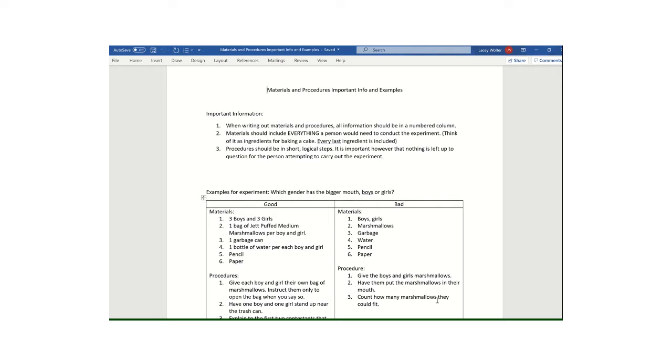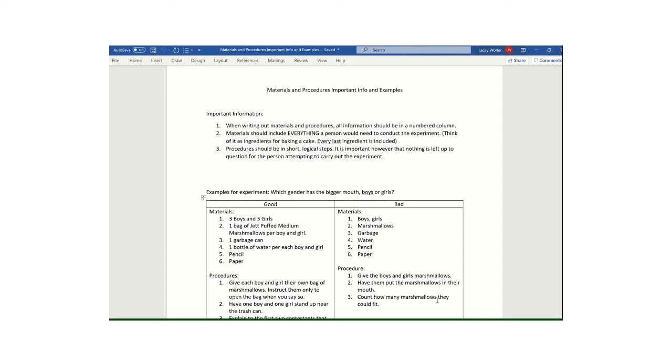Number 1, your procedures should be written for someone who has no idea what your experiment is about. I should be able to read your procedures and materials and do the exact same thing that you did. There is no such thing as too specific. Okay, you need to make sure that when you're doing this, you are thinking of every little bit of direction that you can give.